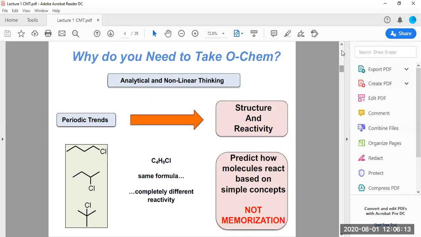So why we actually learn organic chemistry: it's really good for those of us who are majoring in biology or planning on going to medical school, especially because it teaches us non-linear thinking, and it helps with our critical thinking. And a majority of it will be using the periodic trends that we learned in general chemistry before, and transferring them to the structures and the reactivity of these compounds.